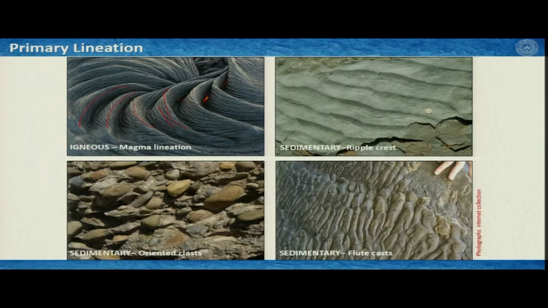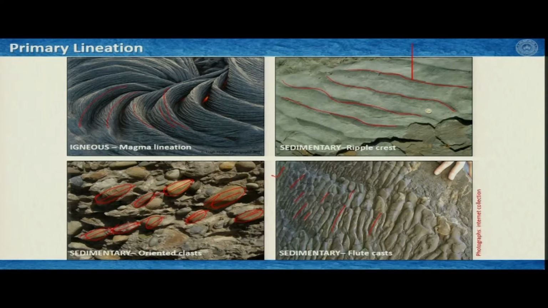Then in sedimentary rocks there are a series of different lineations which are of primary origin. Say these are the ripple marks. So the crest of the ripples, you can consider them as a linear feature or a linear fabric. Then oriented clasts. So for example, if you consider all these clasts and statistically try to figure out their orientations, they give you a kind of lineation in the rock, and some sedimentary features like flute casts and so on, which you see in this illustration, are also considered a kind of primary lineation.